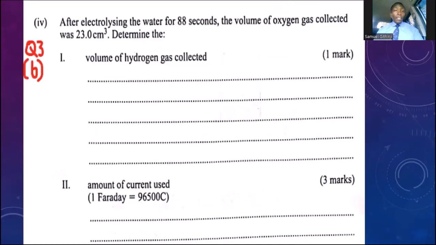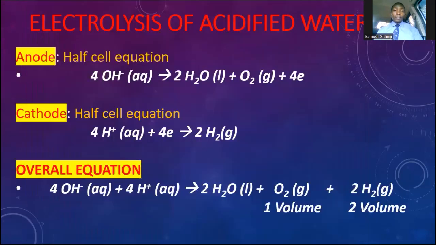Okay. After the electrolysis for 88 seconds, the volume of oxygen produced was 23. So if that is the case, we can now go ahead. What is the volume of hydrogen that was collected? Then the amount of current that was used. So I want to take you through something here. That story I've written there: we are doing electrolysis of acidified water. The half cell at the anode, you can see, we have already written. And let's consider here 4 electrons.